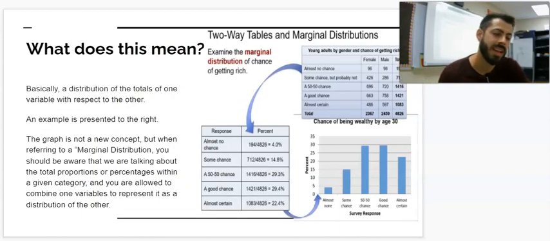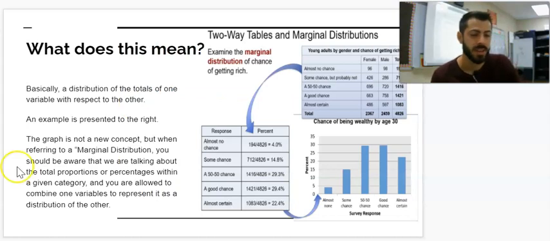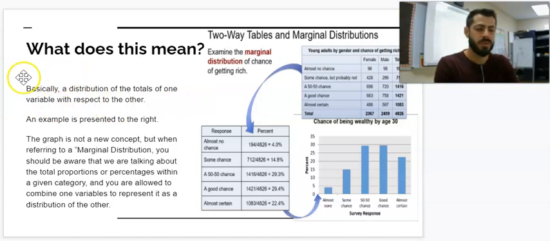Now, what that translates to is essentially you're making a distribution of the totals of one of the variables with respect to another. So a marginal distribution for the chance of getting rich would basically be where we look at the totals over here on the right-hand side, find the percentage of those, and then make a bar chart out of that. It sounds like it's an oversimplification, but that's because it is.